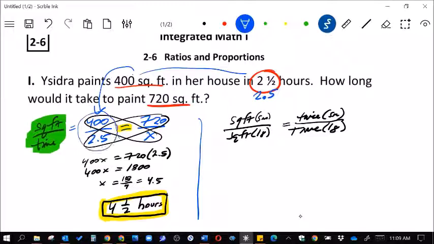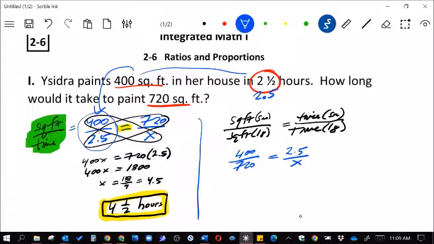Like these two here, the square feet over the time, those go together because they make up a pair. Specifically, they naturally fit each other. Here, though, we're going to do it comparing the feet, the smaller to the larger of each. And let's see what happens when we do that. So the square feet of the smaller is 400. The square feet of the larger is 720. And that's equal to the time of the smaller, 2.5.